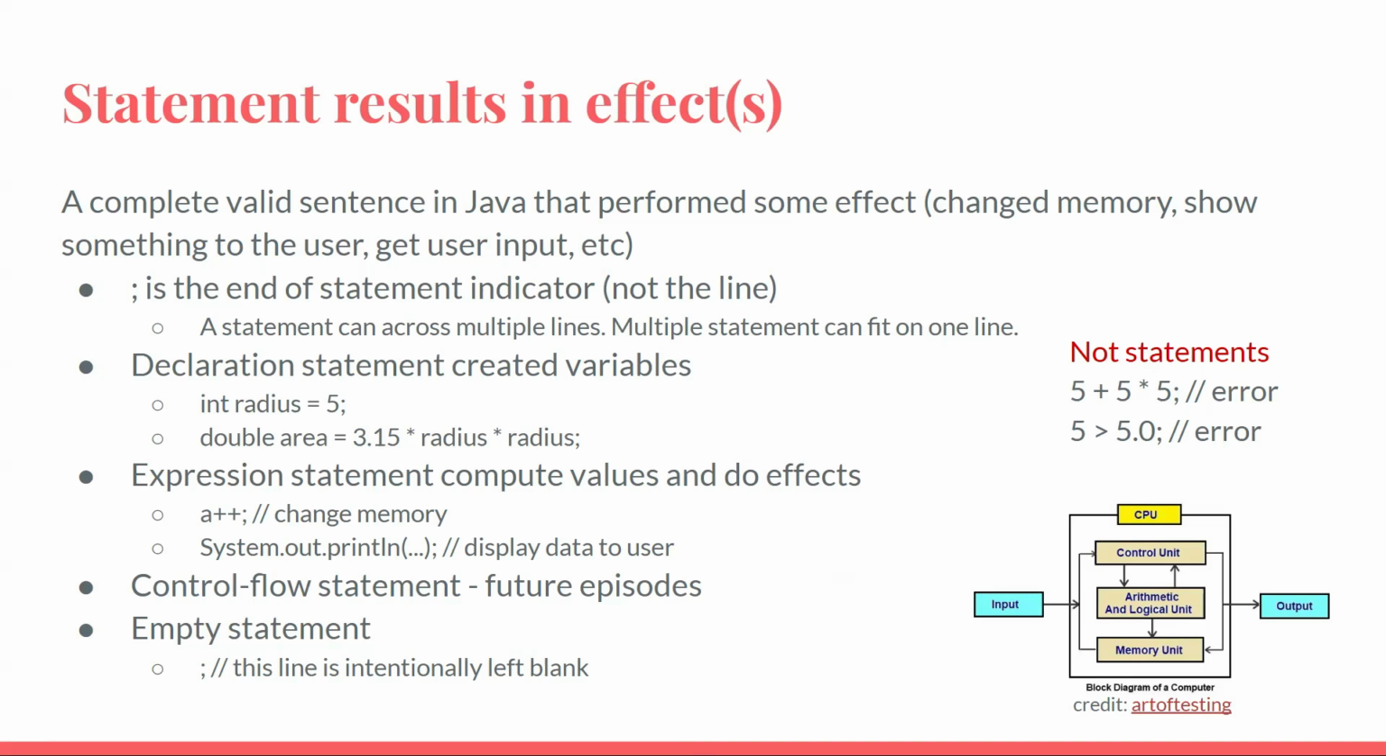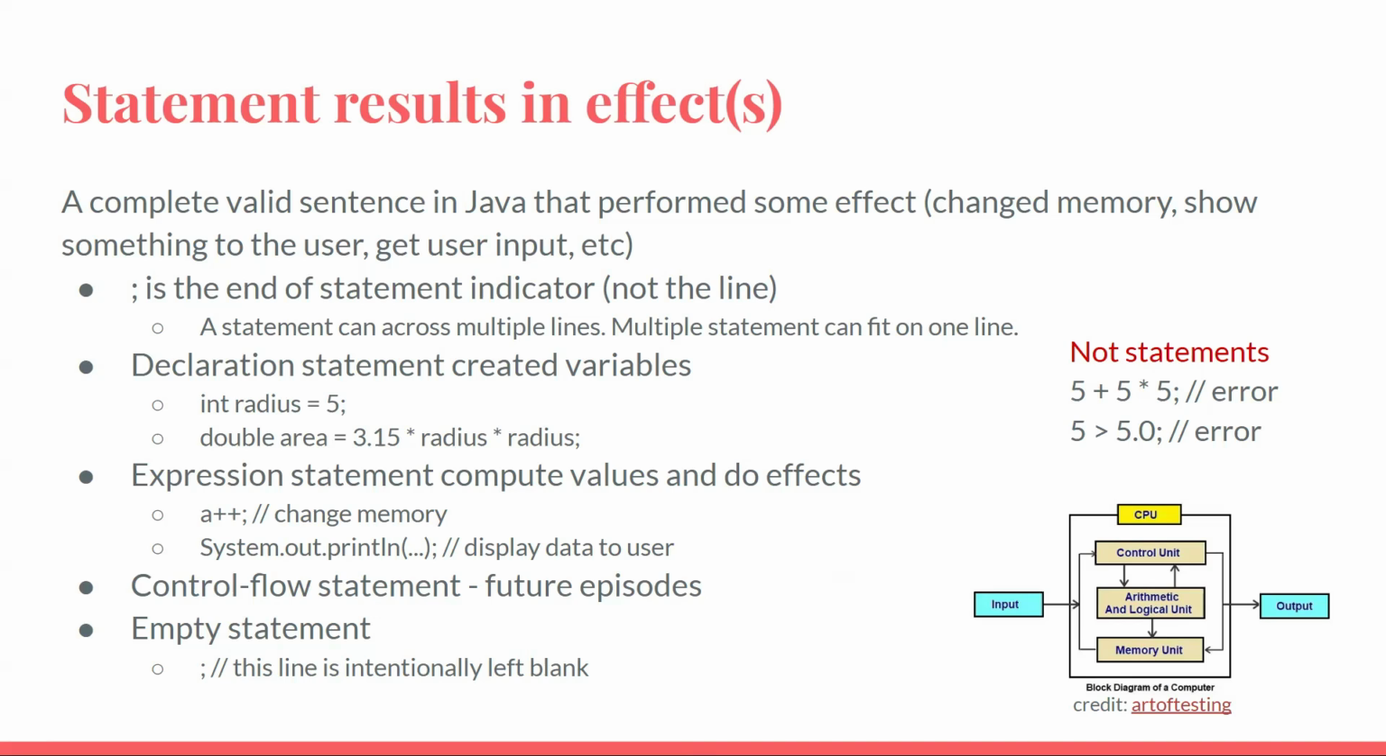A statement is valid when some effect is actioned. It could be creating a variable, assigning a value, reading input from the user, or displaying information to the user. A pure calculation is not a statement because there's no effect. There are 4 types of statements. You've seen many examples of declaration and expression statements already. We will cover control flow statements in future episodes.